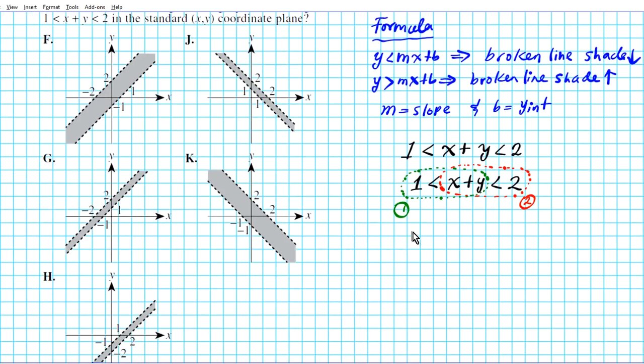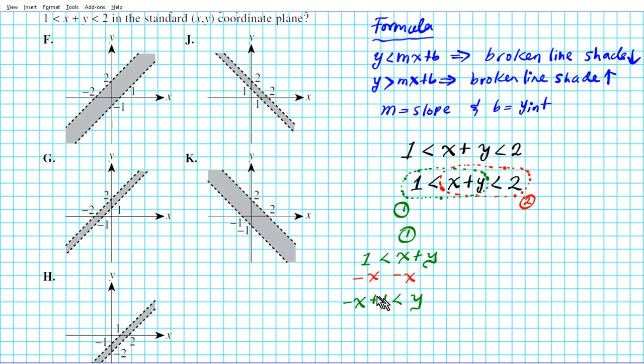So let's start with linear inequality 1. For linear inequality 1, we have 1 is less than x plus y. Now our goal here is to get y isolated so we can know what the slope is and also the y-intercept and how to shade. To get y isolated, we will subtract x from both sides, and then you have 1 minus x, or we can write this as negative x plus 1 is less than y.